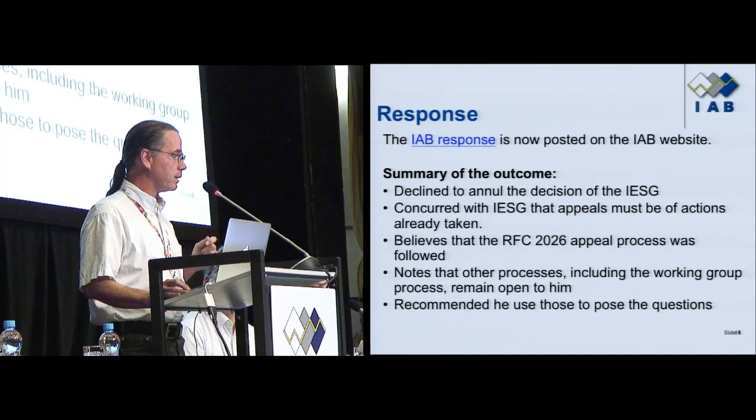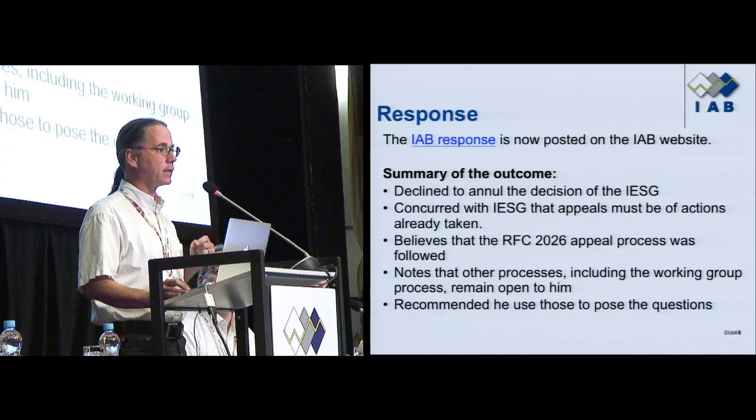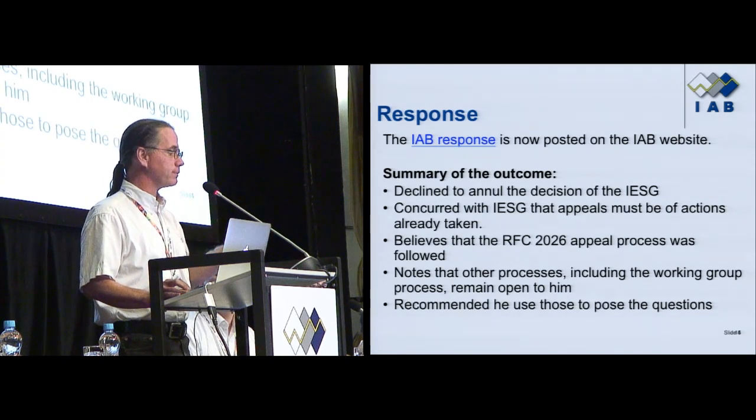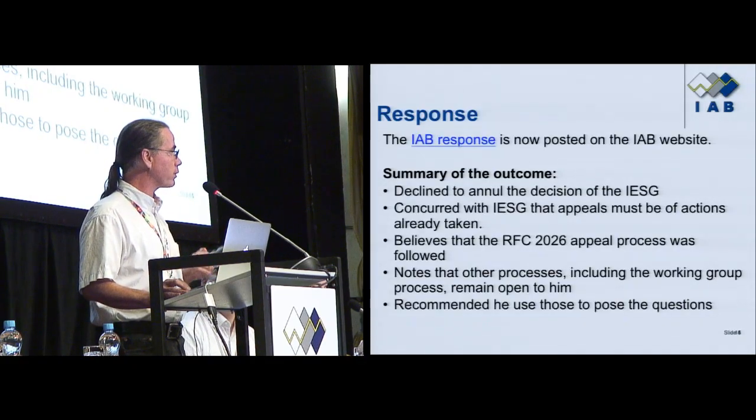The summary of the outcome here is that the IAB declined to annul the decision of the ISG to approve the document. We concurred with their response in their appeal response that appeals must be of actions already taken, that it is not appropriate, in other words, to use an appeal to direct future action. We also believe that the RFC 2026 appeal process was followed in this case, so there's a procedural question of whether or not it was followed.